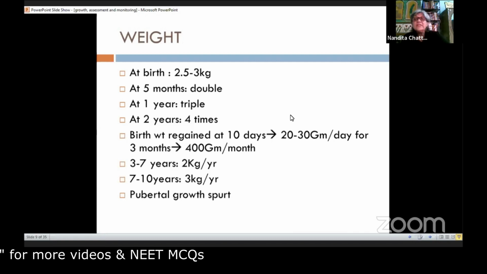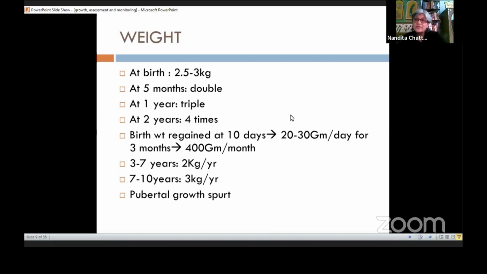But what you need to know is a general idea about what is the normal pattern of growth as regards weight. So weight at birth is, we know, 2.5 to 3 kg. Then what happens in the first year? Normally by 5 months, we expect that to become double. At 1 year, triple. And at 2 years, 4 times. So if a child is born 3 kg at 5 months, it will be 6. At 1 year, it will be 9. At 2 years, it will be 12. This is a very rough calculation.